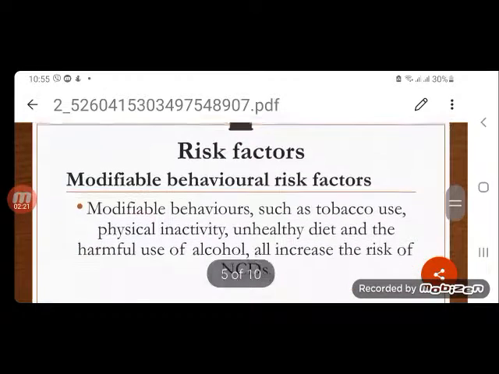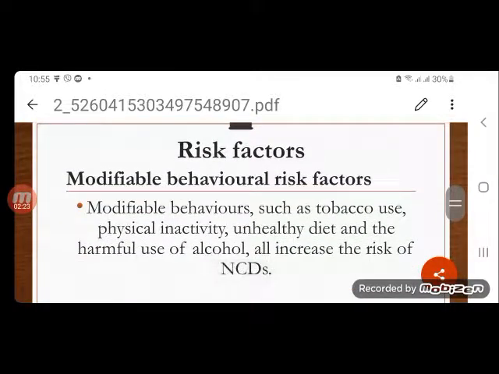Okay? Risk factor. There are two types of risk factor: modifiable behavioral risk factors, which can be changed, like habits and hobbies. Usually it is the physical activity, the diet, alcohol, and smoking.